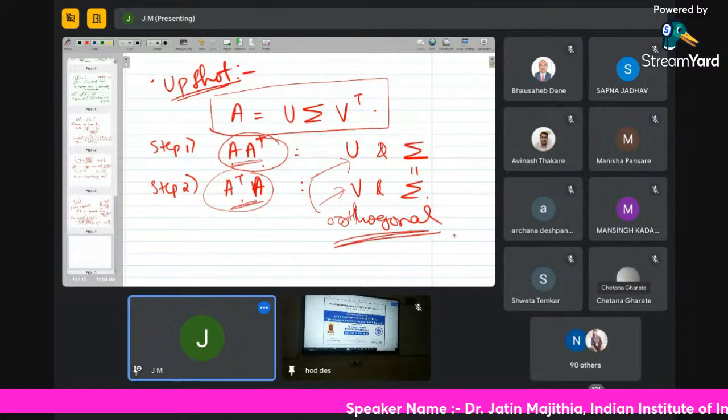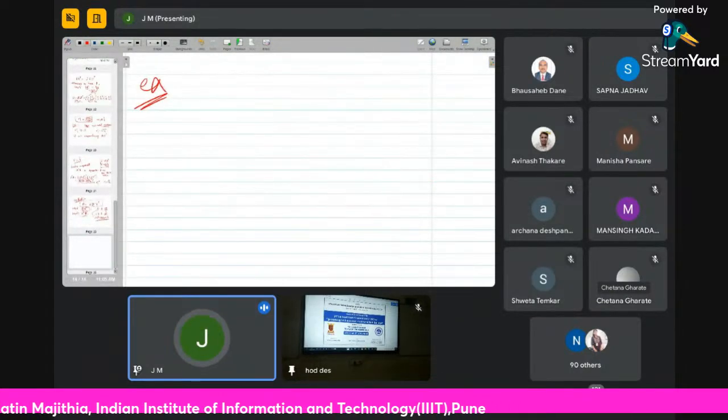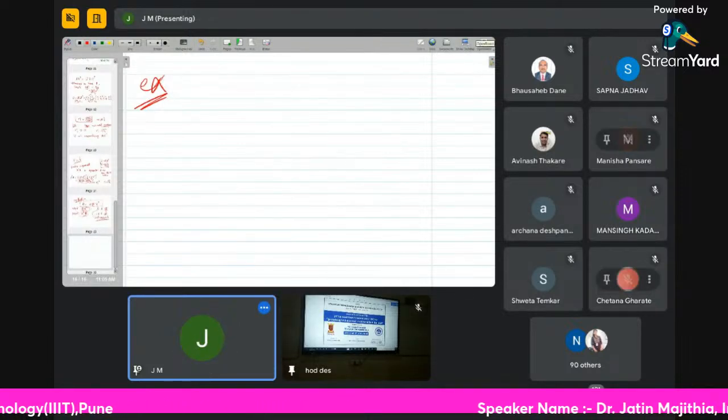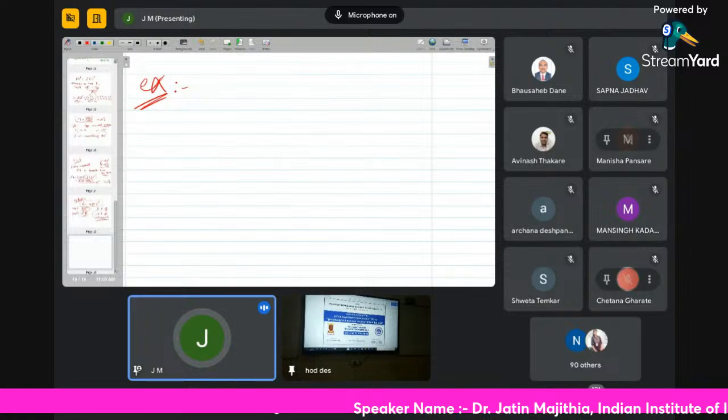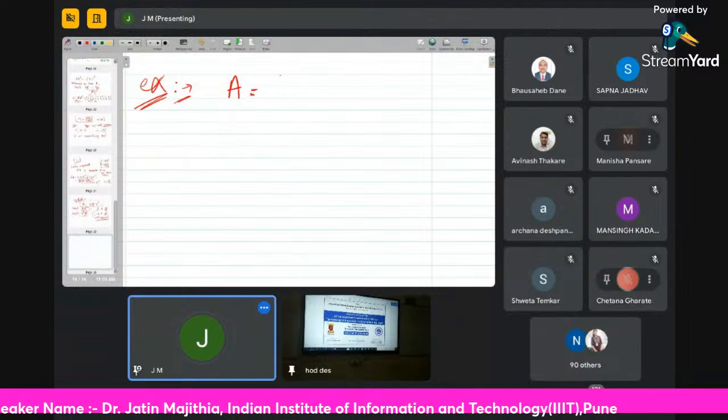Let me take one example for you. You will have a better picture for this. I think, am I going very fast? I don't know. Is the speed okay for you? And usually in a workshop, people are a little hesitant to reply. So let me take a simple matrix.